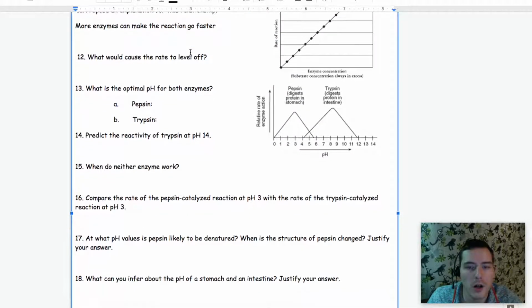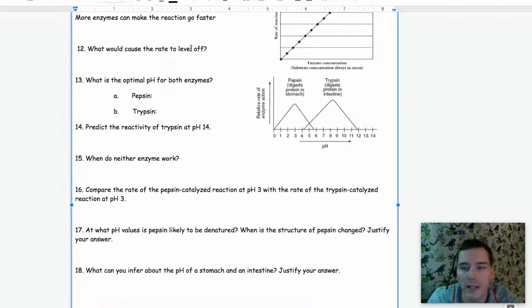Okay, what would cause the rate to level off? Well, it would stop going up if no more enzymes were added. All right, so now I have two enzymes, pepsin and trypsin. Now, usually enzymes end in -ase, but the original enzymes that were ever discovered and studied don't follow that rule.